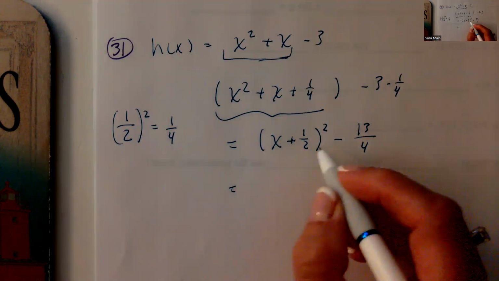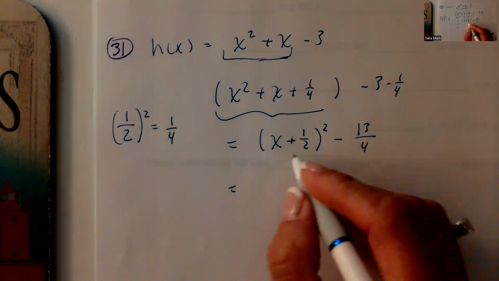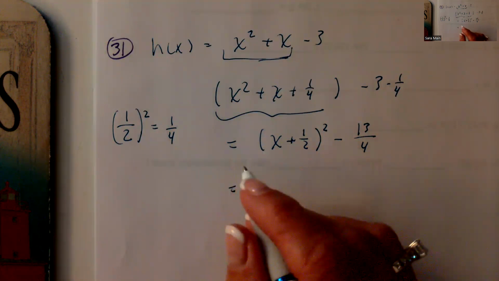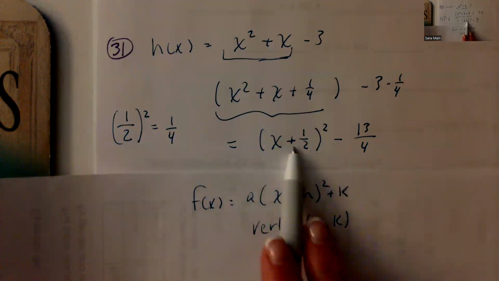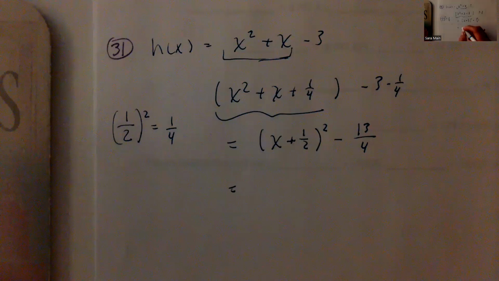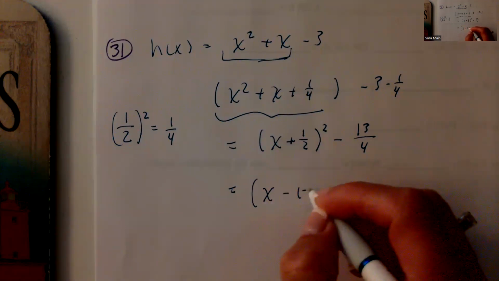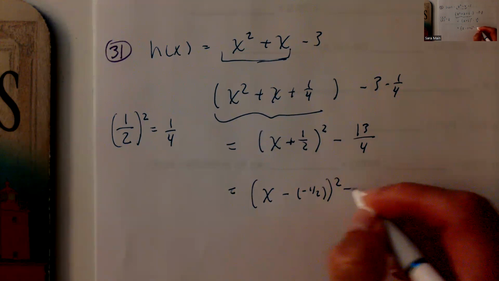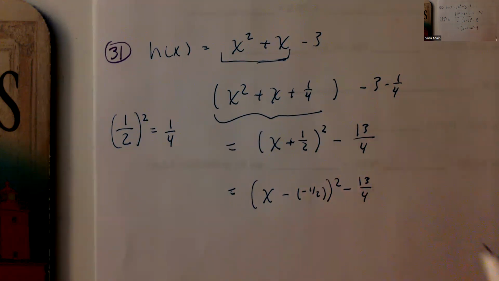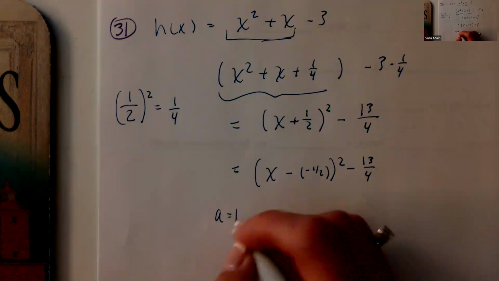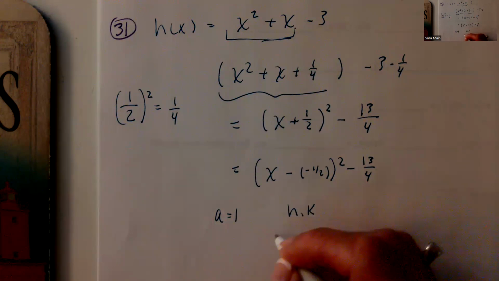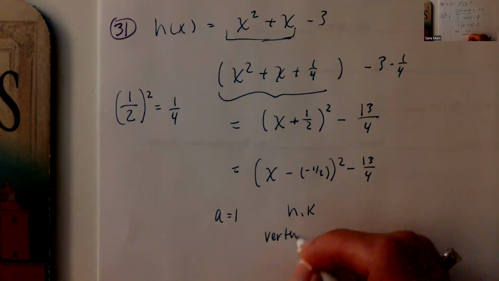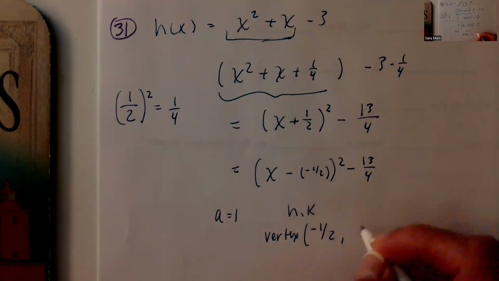So it says x plus 1/2. That means that h is really a negative 1/2, because remember that the vertex form is x minus h. So h must be negative for this to be a plus 1/2. So it's really x subtracting a negative 1/2, squared, subtracting 13/4. So in this case, a is equal to 1. And then h and k, so the vertex, is at (-1/2, -13/4).